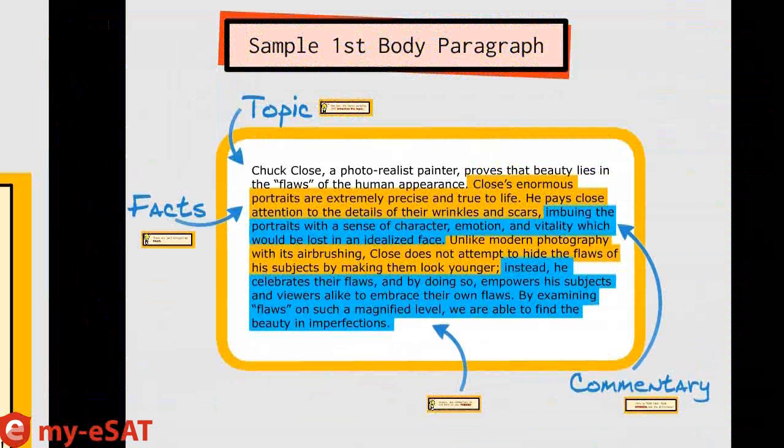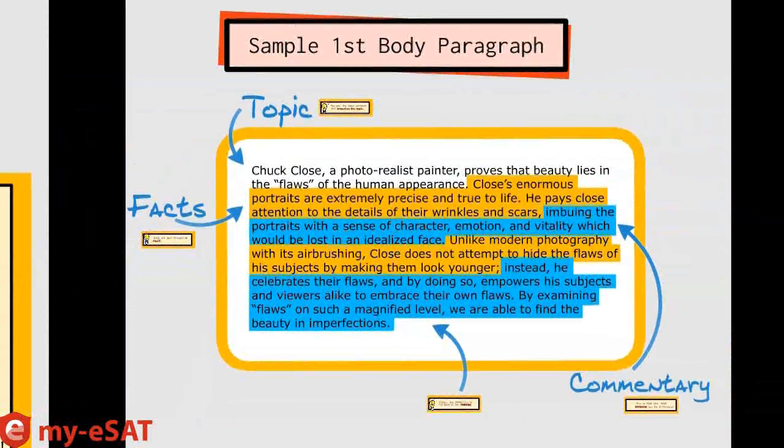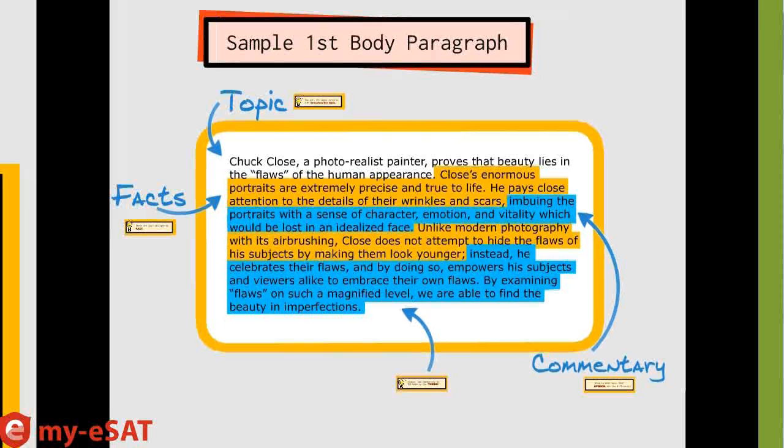Let's take a closer look at this paragraph. The first sentence is the topic sentence. It reads, Chuck Close, a photorealist painter, proves that beauty lies in the flaws of the human appearance. Okay, so in this first topic sentence, I'm just broaching the subject. I'm just laying it out there. So now you know I'm going to spend the rest of the paragraph talking about Chuck Close and his work.